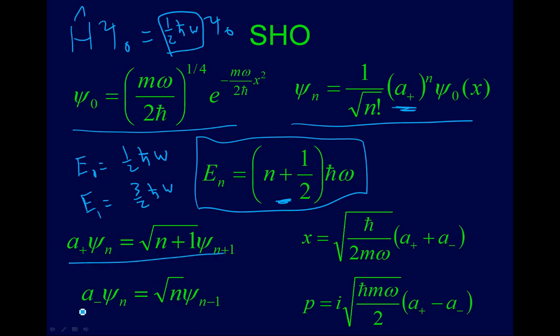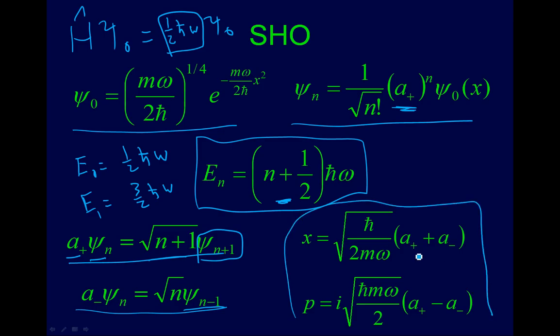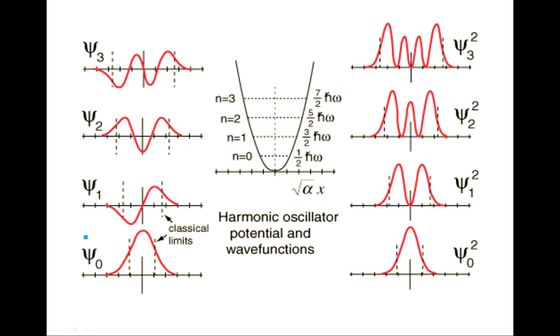And so here you've got these shorthands. If I raise my state, I get radical n plus 1 times the next highest state. If I lower my state, I get radical n, whatever n you're starting with, times the next lowest state. So that's some things to be handy with. Next time we'll talk more about these. The raising and lowering operators are in terms of x and p. You can solve for x and p in terms of the raising and lowering operators, and we'll see that that can be super helpful with different kinds of calculations.